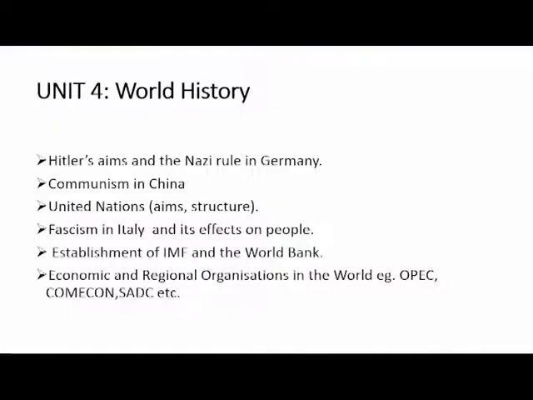Third point there is about the United Nations organization. When was the United Nations organization established? You should know the year of establishment of the United Nations organization. You should know the aims. Apart from the aims, you should know the bodies that made up the structure of the United Nations organization. Not only knowing the bodies, but you should also know the aims or the functions of these bodies.